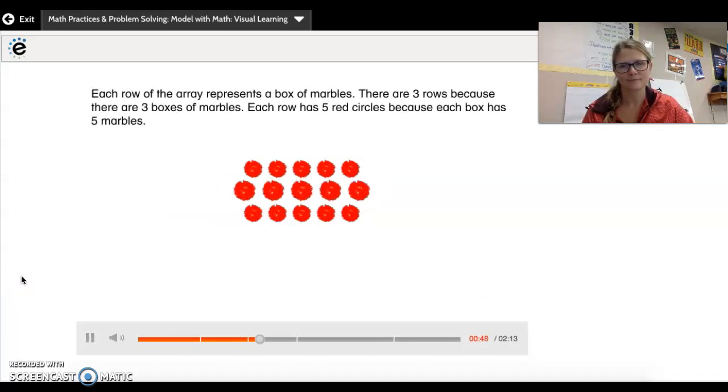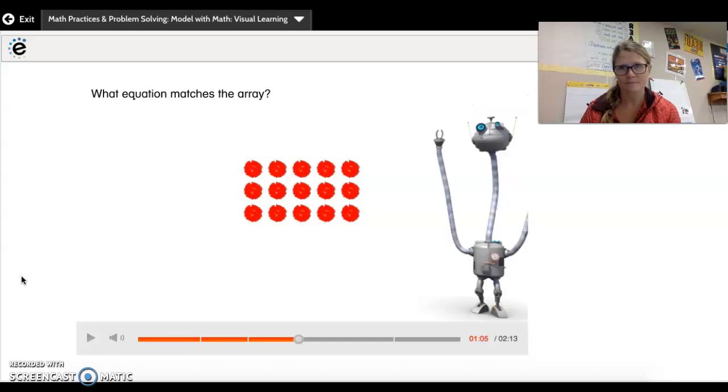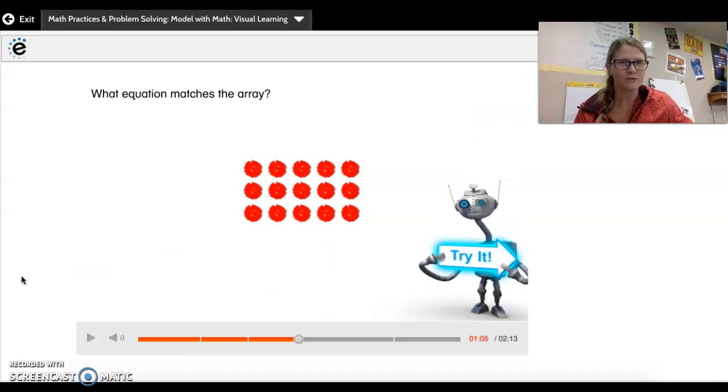Each row of the array represents a box of marbles. There are 3 rows because there are 3 boxes of marbles. Each row has 5 red circles because each box has 5 marbles. What equation matches the array? Remember, in an array, we're looking at rows and columns. And remember, we're looking at repeated addition too. So let's see what they give us as our try.